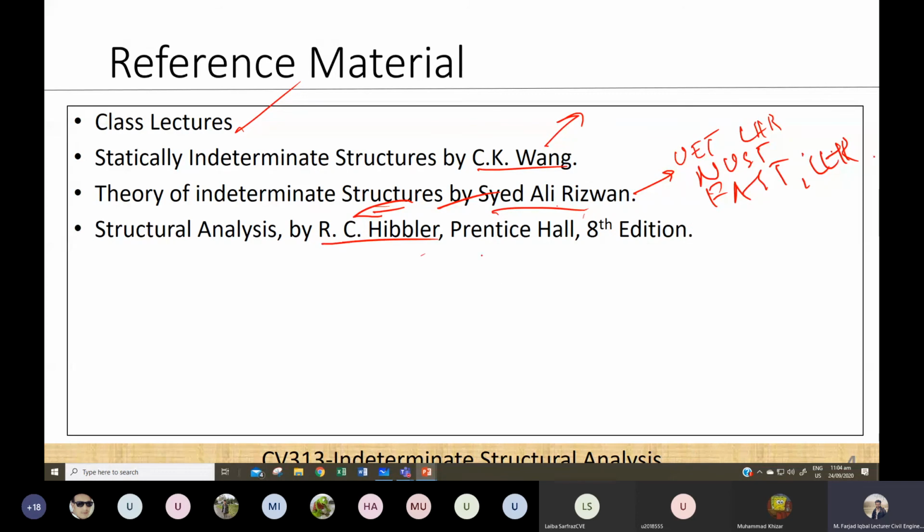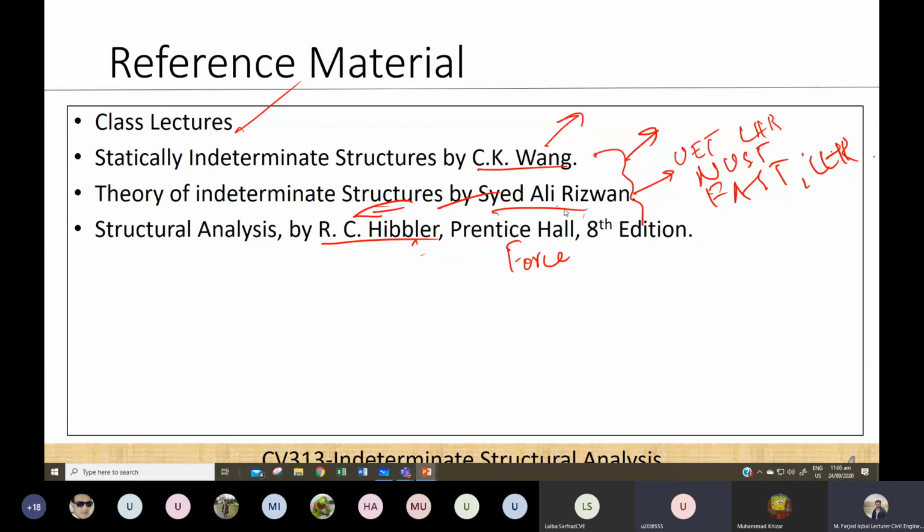And then there is the Hibbler book, the same book that we were using in basic structure analysis. But in this book, there are only two topics, I think the force method and the slope deflection method. So most or all of the topics are in these first two books, and one or two methods are in this Hibbler book as well. So we will be following these three books.